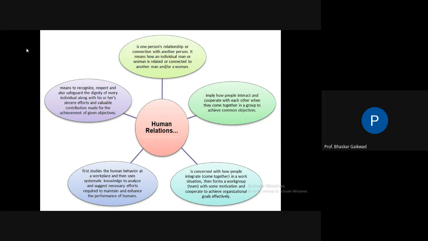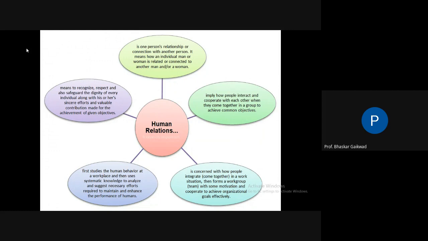Human relations imply how people interact and cooperate with each other when they come together in a group to achieve a common objective. Okay, so between work study and human relations there is a bond, and through this bond they remain in one circle, and the circle has one common objective, that is the industrial output.